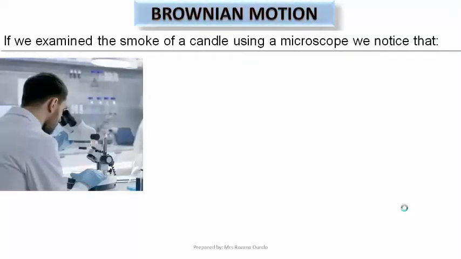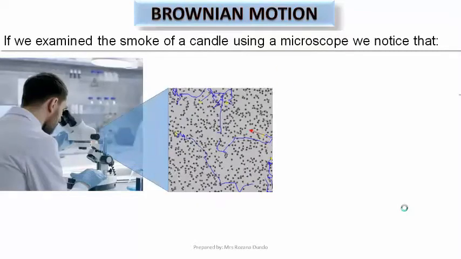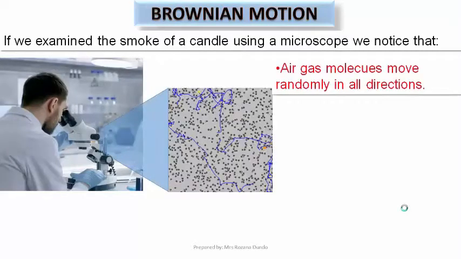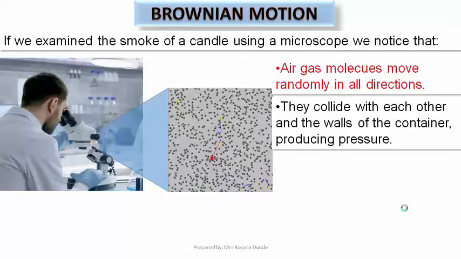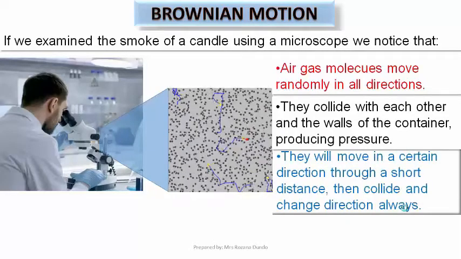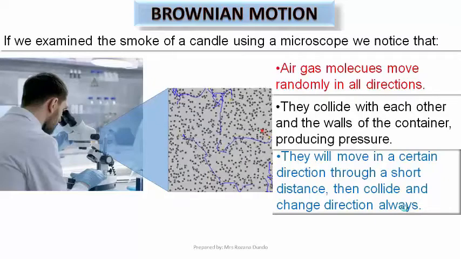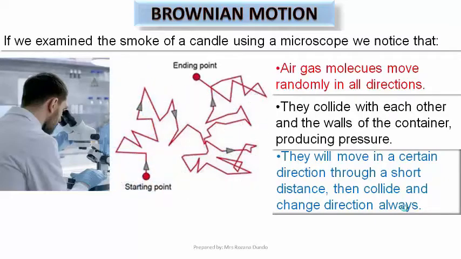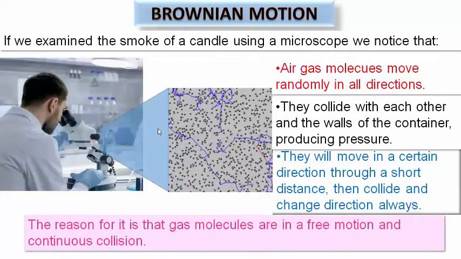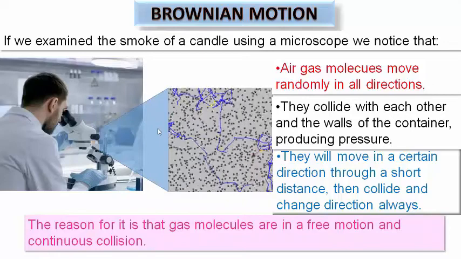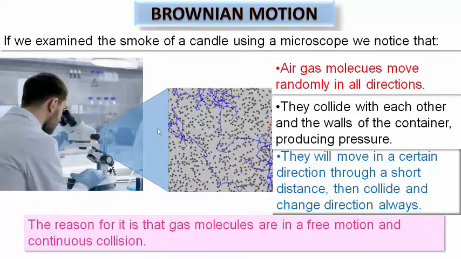If we examine the smoke of a candle using a microscope, we notice that air and gas molecules move randomly in all directions. They collide with each other and the walls of the container, producing pressure. They will move in a certain direction through a short distance, then collide and change direction always. In this image we can see these short straight distances. When they collide, they change direction, and this happens continuously. The reason is that gas molecules are in free motion and continuous collision, or as we called before, Brownian motion.